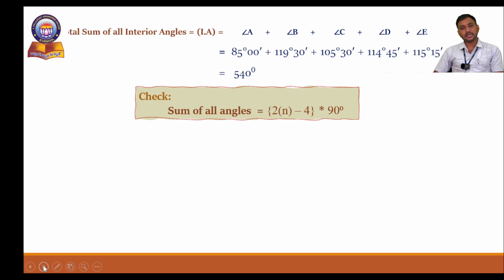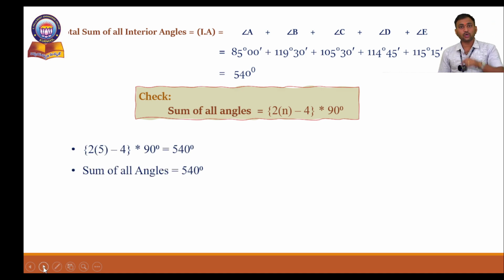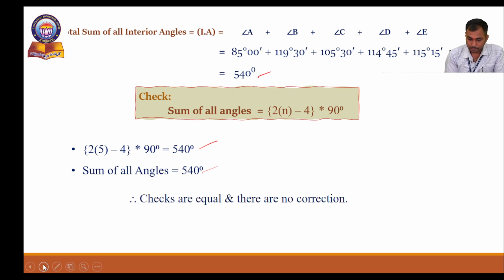The sum of all angles should be equal to (2n minus 4) into 90 degrees. What is n? I just calculated it. n is 5. Just substitute that 5 in place of n. 2 into 5 minus 4 into 90 degrees means 540 degrees. The total sum of all interior angles is 540. Hence the condition is satisfied. Hence the checks are equal and there are no corrections.